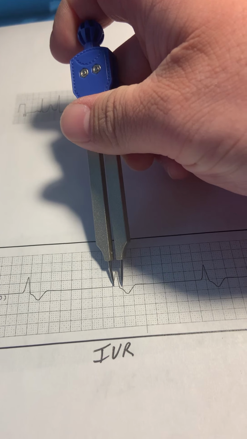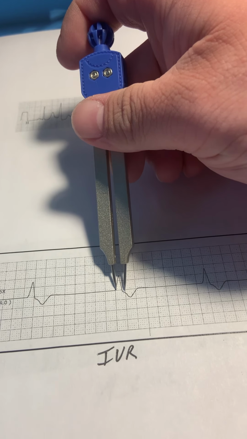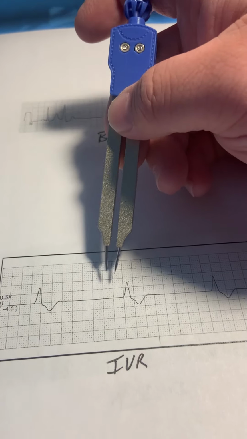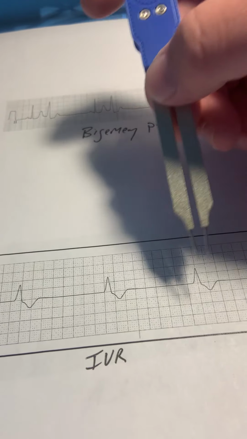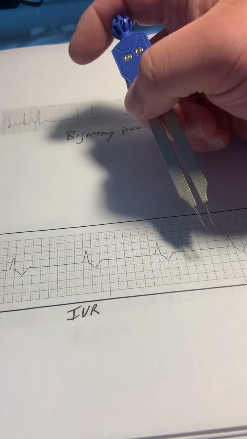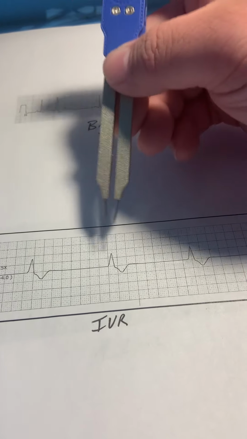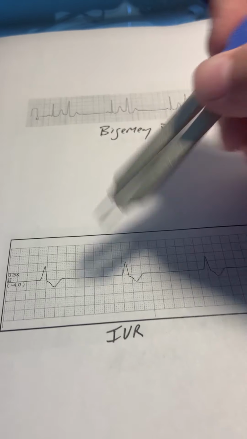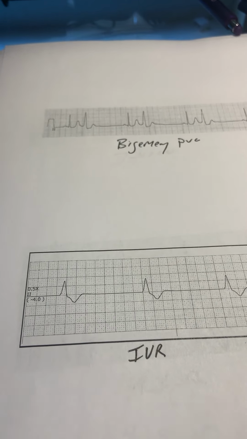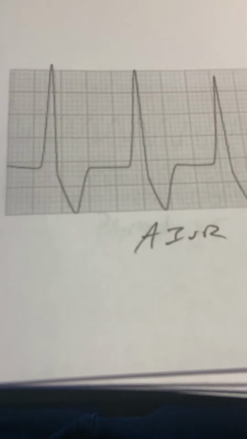So you can see that's almost 2 boxes, and I'm measuring to that point right there because that's where I think the QRS ends and the ST segment begins. But this is a very slow rhythm, and it's regular. You can see it's regular, and it's very, very slow and wide, and there is no atrial activity right there. I'm going to skip that one for a second.